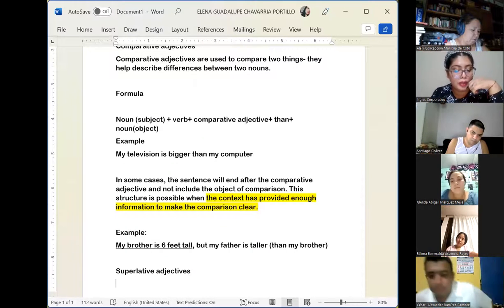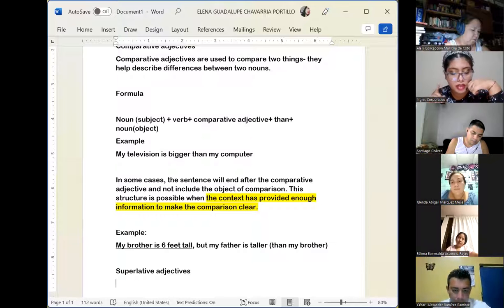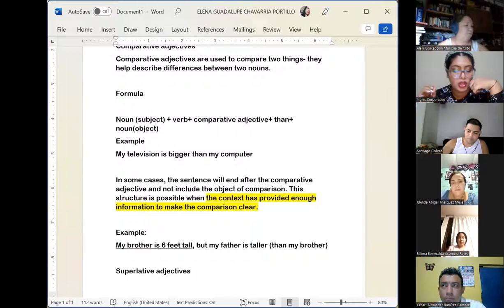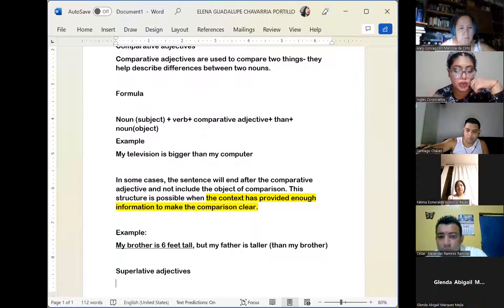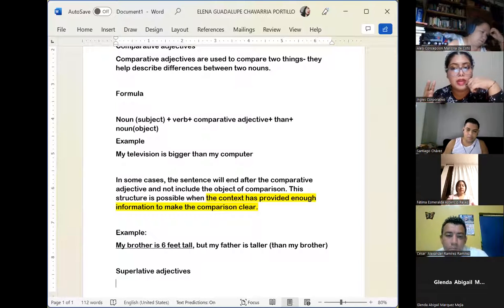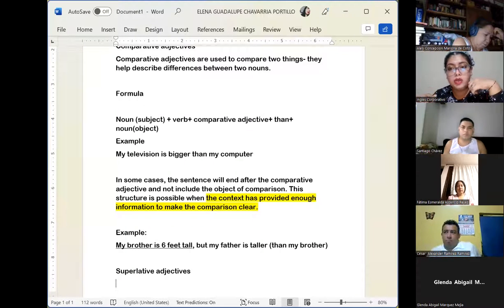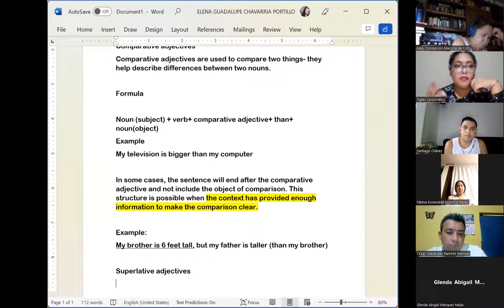So it says that the superlative adjectives are used to compare three or more things, and they help describe things on either end of a spectrum. For example, smallest and largest, tallest and shortest. En este caso, el superlativo nos va a ayudar a comparar tres cosas o más. Puede ser como fuera del espectro, pero en este caso es como el más pequeño, el más grande, el más alto o el más corto.